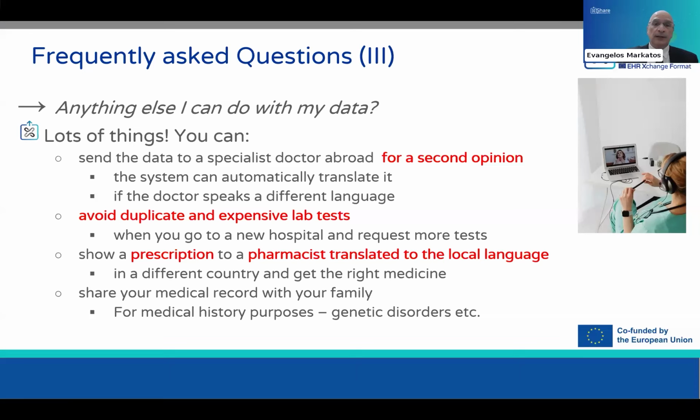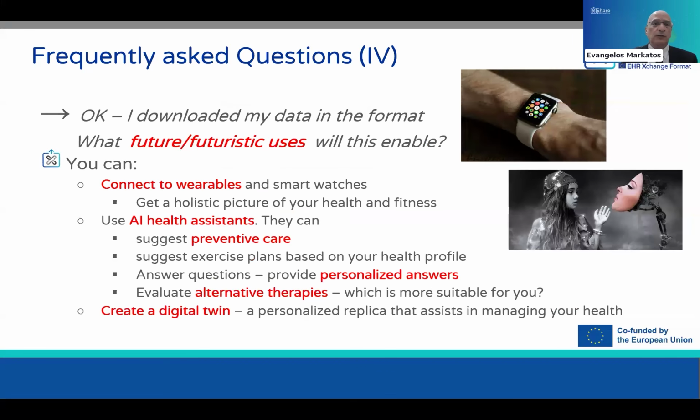You can avoid duplicate and expensive lab tests when you go to a new hospital and they request more tests or all tests from the beginning. You can show a prescription to a pharmacist translated in a local language in a different country and get the right medicine. You can share your medical record with your family, that is, for medical history purposes, like genetic disorders, etc.